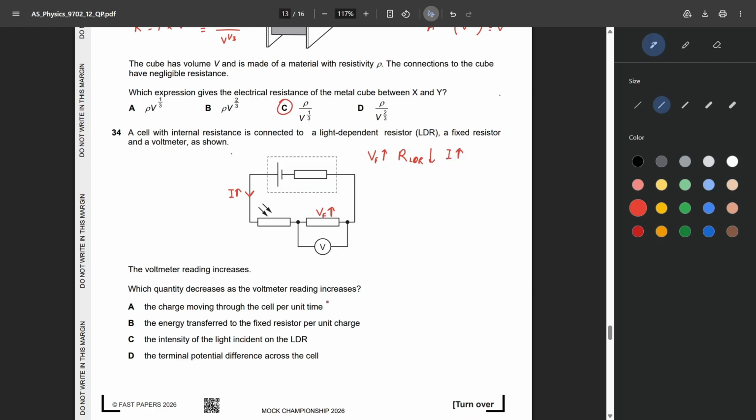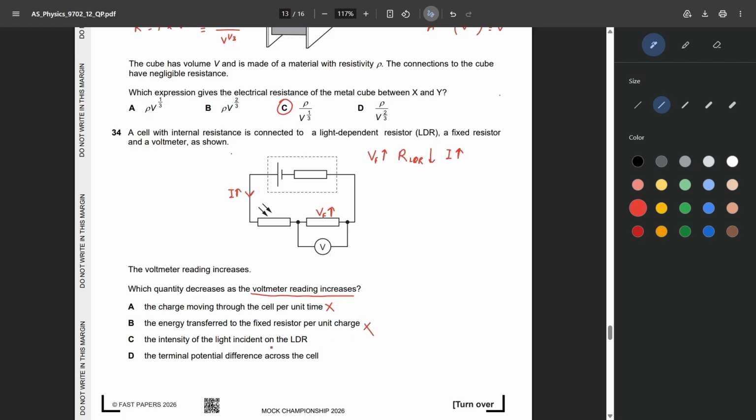Now, charge moving per unit time is current. Since the current increases, A cannot be the answer. The energy transferred to the fixed resistor per unit time. Okay, so energy transferred to the fixed resistor, oh sorry, not per unit time, it's per unit charge. So energy transferred to the fixed resistor per unit charge is simply the potential difference across this resistor. Voltage is energy carried per unit charge. So this quantity right here increases as stated in the question. So the answer cannot be B.